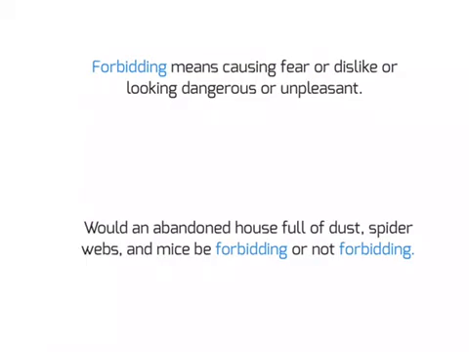So think about, would an abandoned house full of dust, spiderwebs, and mice be forbidding or not forbidding? I would definitely think that a house like that would be forbidding. Okay, you would probably feel a lot of dislike or might have some fear in going to a house that was abandoned and had those things in it.